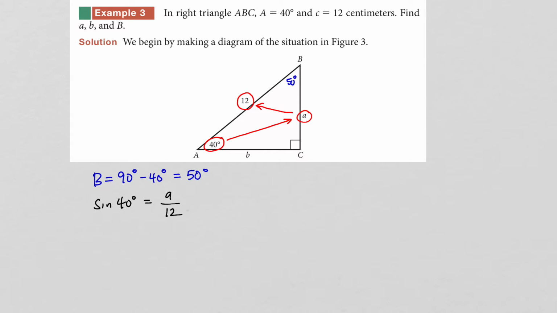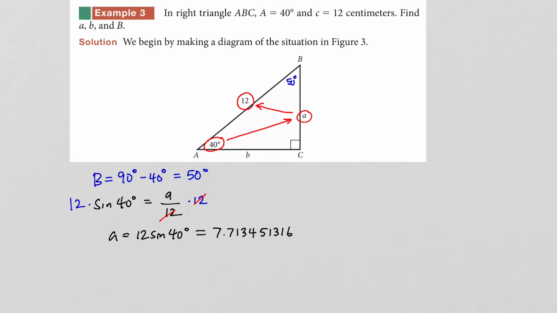To solve this for A, we're going to multiply both sides by 12, and that allows us to cancel the 12 on both sides. From there, we get A is equal to 12 times the sine of 40 degrees, and if we plug that into a calculator, this calculation gives us 7.713451316.